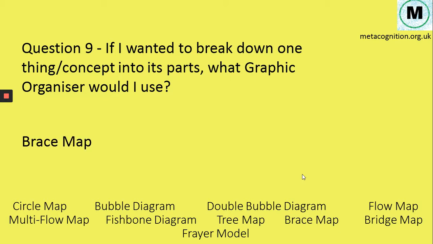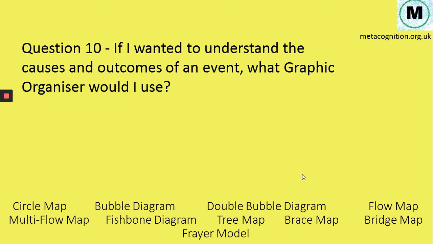And the answer is a brace map, because you're looking at only one type of thing, not things that are similar, just one thing, and you're breaking that down into its different individual parts. And then number 10, you might be able to work this out without knowing it, just by looking at the odd one out, but see if you do know it. If I wanted to understand the causes and outcomes of an event, what graphic organizer would I use? Pause your video, write down your answer, and come back when you're ready.